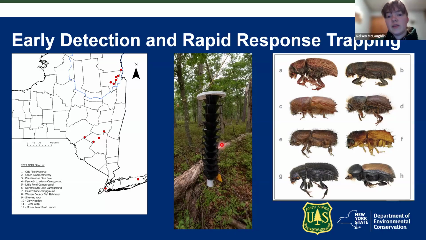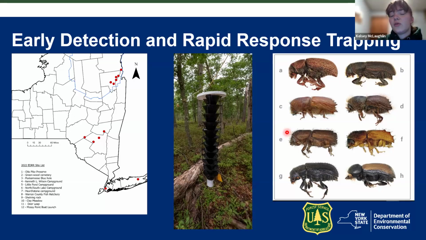And so this trapping program, we're looking for non-native bark and ambrosia beetles. And so that's some of these guys over here on the right. You might think they look super cool and funky, but if you just saw them out in the wild, you'd probably just think they were a piece of bark or something really small. They're smaller than a grain of rice usually, so they don't look this cool until you can get them underneath a microscope. But these are beetles that can cause a lot of damage to trees.